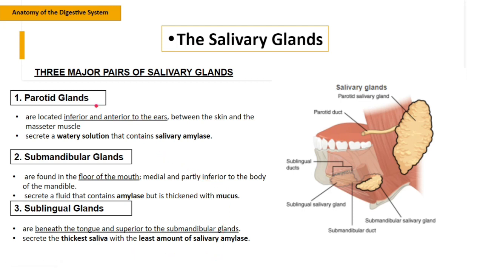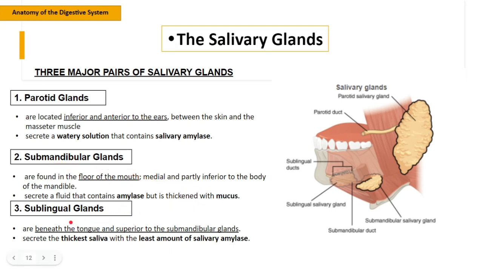So again, let's try to recall the 3 major pairs of salivary glands. That is your parotid gland, again that is secreting a watery solution that contains salivary amylase. Your submandibular gland, which secretes a fluid that also contains amylase but is already thickened with mucus. Submandibular, letter M, M for mucus as well.